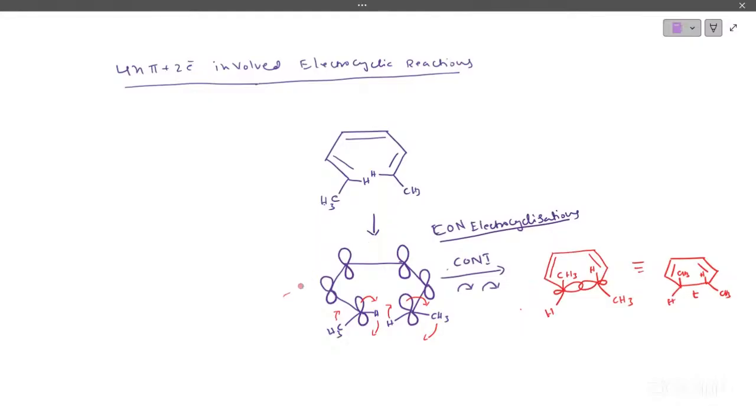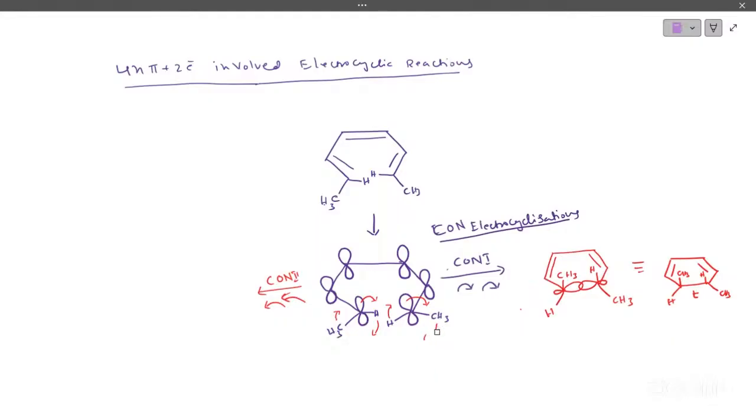Then, Con 2. You can take the second way. Con 2. At the two ends, it is anti-clockwise rotation. What's happening? Look at here.